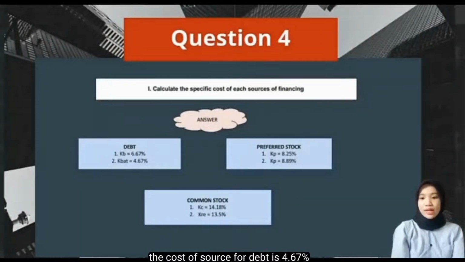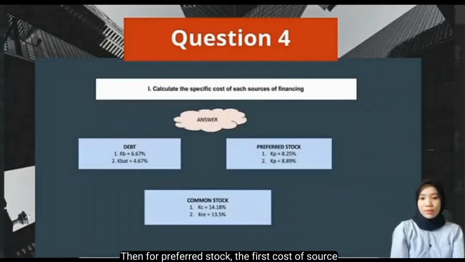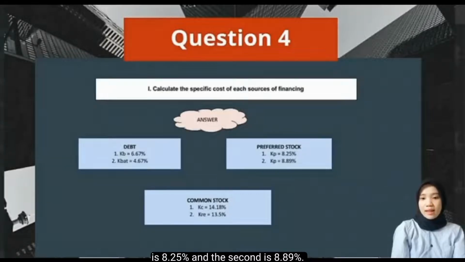The cost of capital for debt is 4.67%, which is after tax. Then for preferred stock, the first cost is 8.25%, and the second is 8.89%. Next, for the common stock, it is 14.18% and 13.5%.